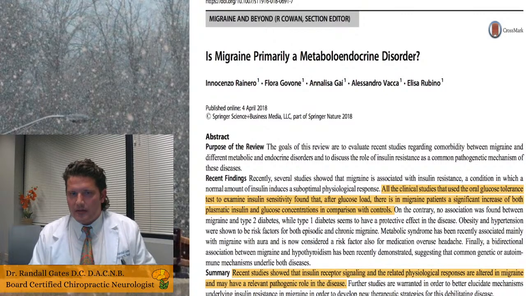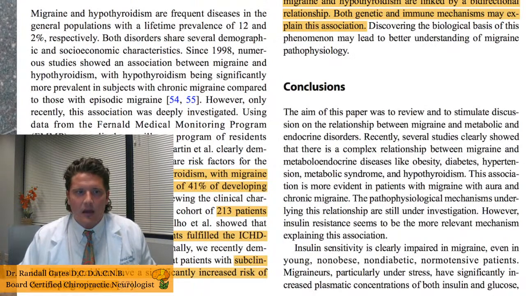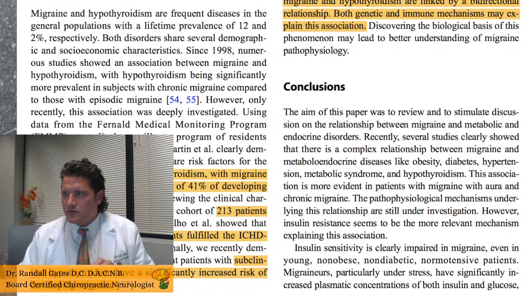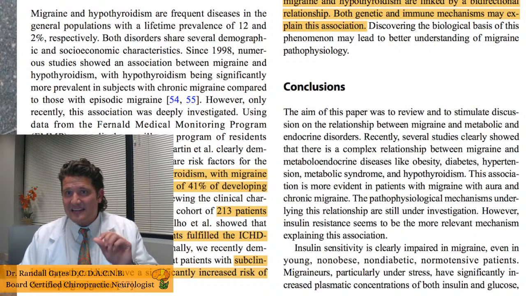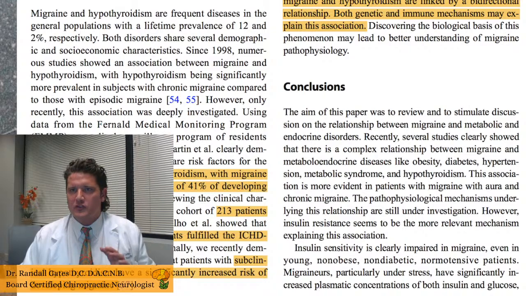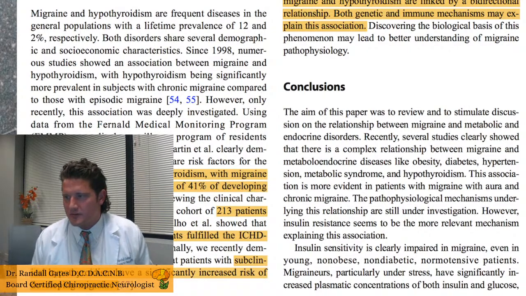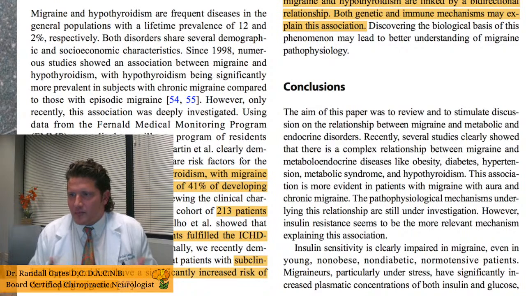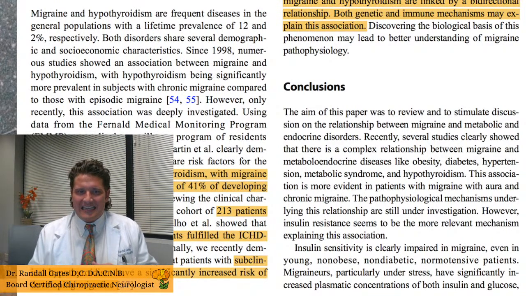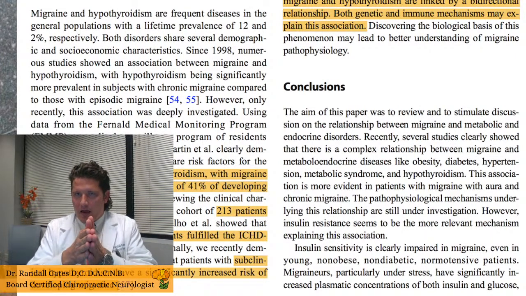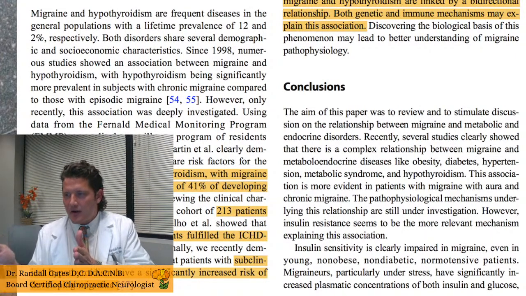So that's important. And then they go on to, let me see here. You can read the rest. But they also point out that there's a huge association with thyroid disorders. Taken together, the results of these studies suggest that migraine and hypothyroidism are linked by a bidirectional relationship. Both genetic and immune mechanisms may explain this association. So those of you who watch me all the time, what am I talking about? Hashimoto's thyroiditis, where the immune system attacks the thyroid. Well, it seems that those who have migraines have a huge probability of developing a thyroid disorder.